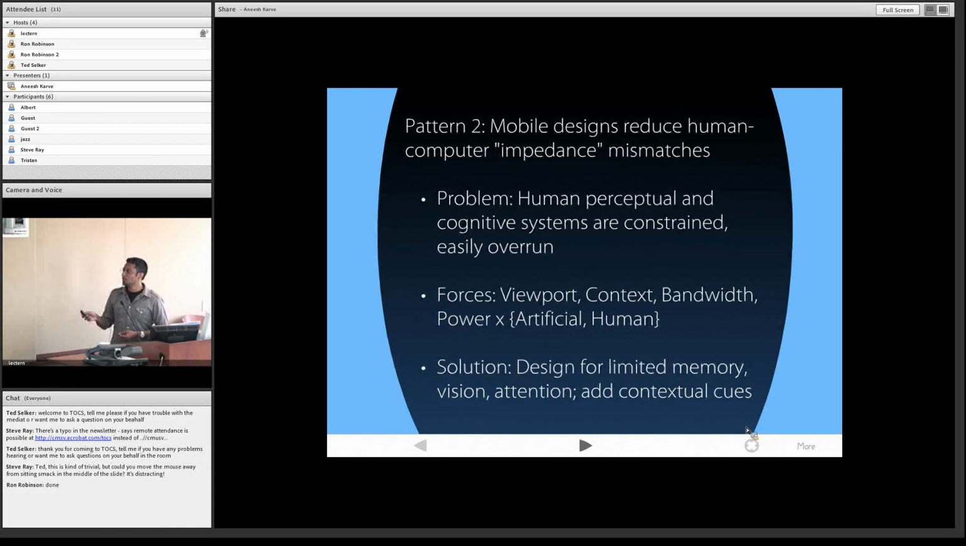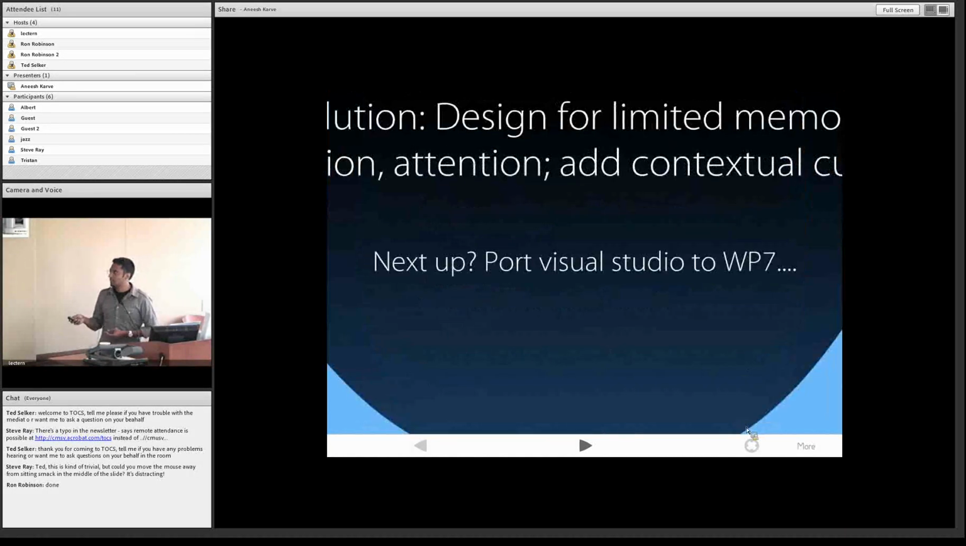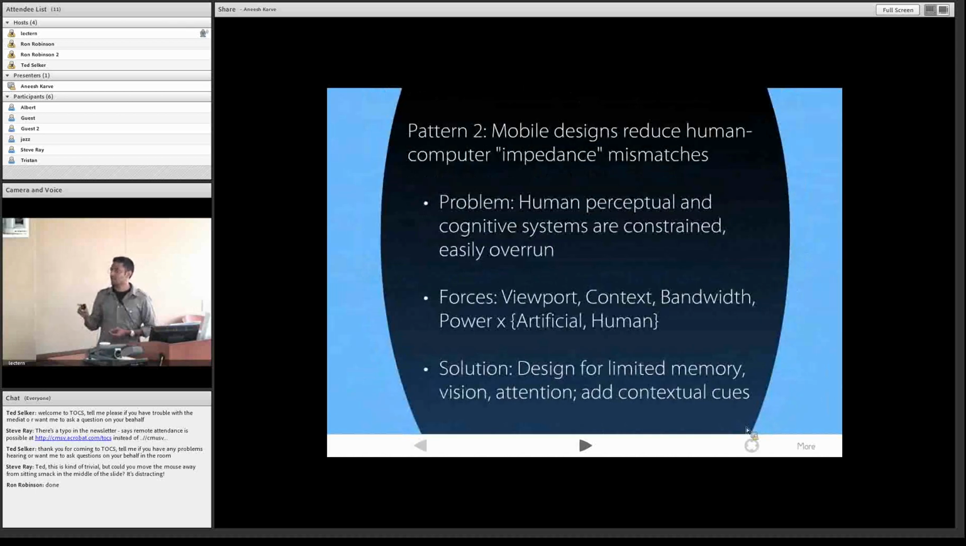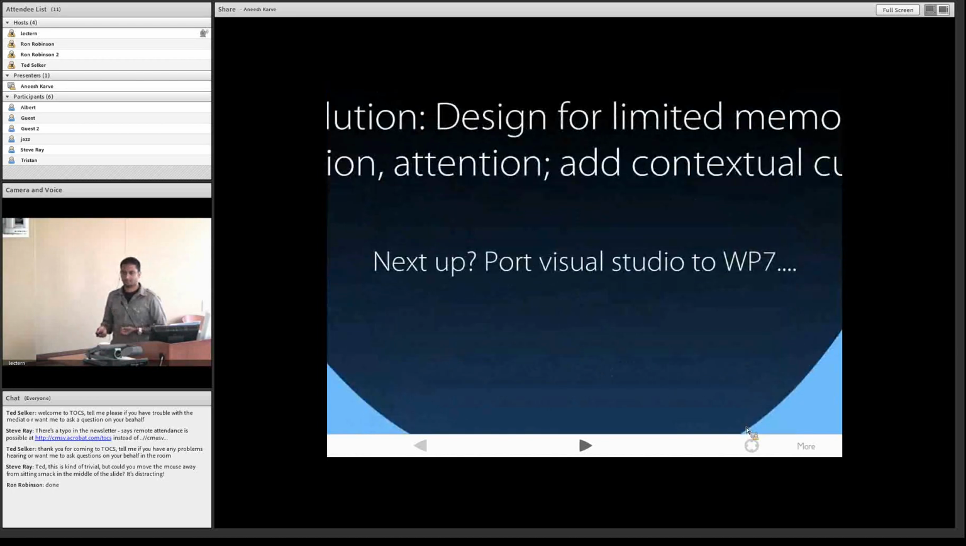So the solution here sounds trivial, right? Design for limited memory, vision, and attention, and add contextual clues. But now we have a very concrete way of doing it. And that way involves constraining any one of the four factors that we talked about, right? And I see some folks in the audience laughing. Next up, porting Visual Studio to Windows Phone 7, right?